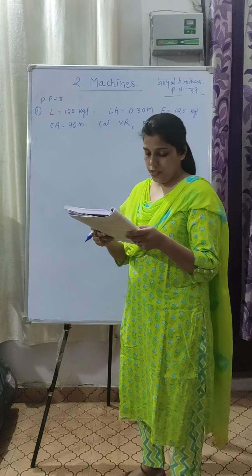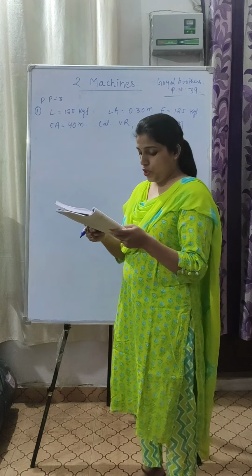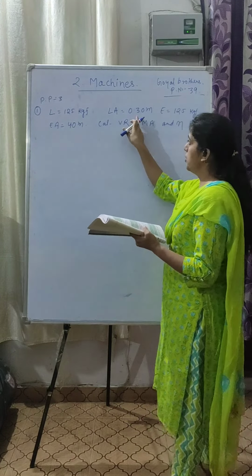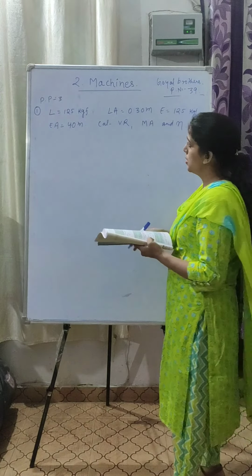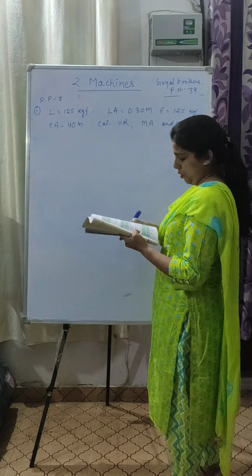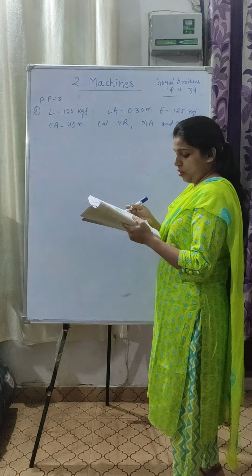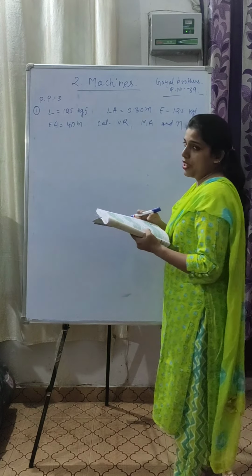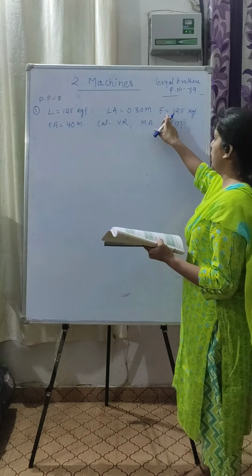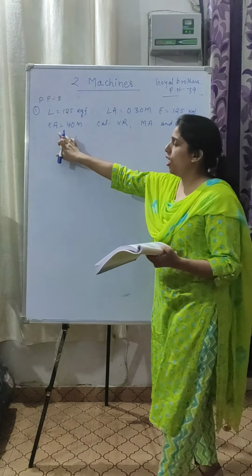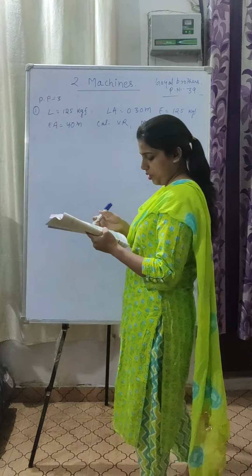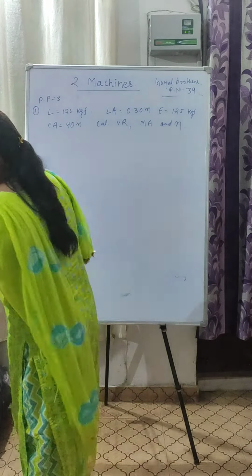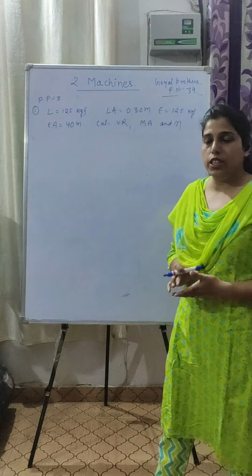Practice problem number 3, question number 1. A machine displays a load of 125 kgf, acting through a distance of 0.30 meter, that is considered as the load arm, and an effort of 12.5 kgf acts through 4 meter, that is the effort arm. We have to calculate the velocity ratio, mechanical advantage and efficiency of that machine.